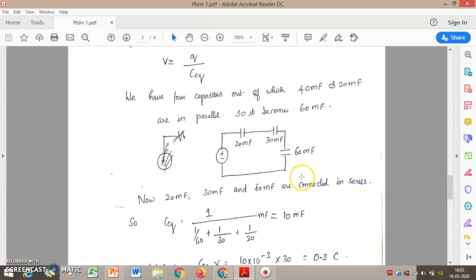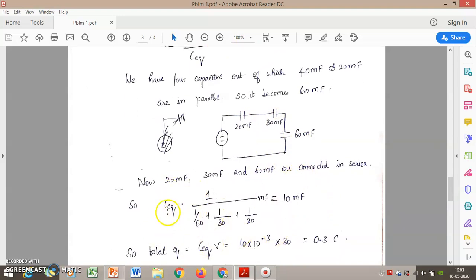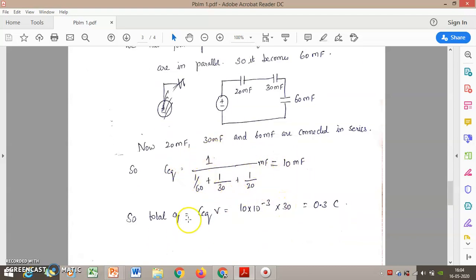Now these three are connected in series, so we can use the series formula. 1 by C equivalent equal to 1 by 60 plus 1 by 30 plus 1 by 20. So C equivalent is the inverse of that. When we solve this, we will get 10 millifarad. Substitute the C equivalent and find Q. Q equal to C equivalent into V, which is equal to 0.3 coulomb.